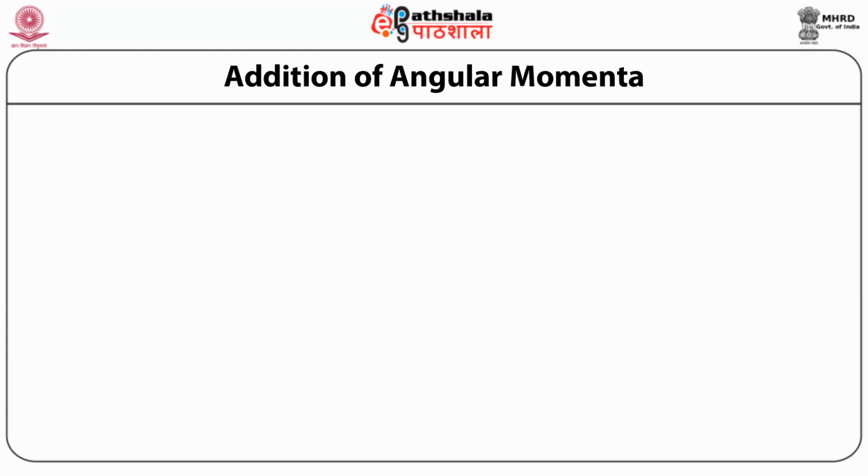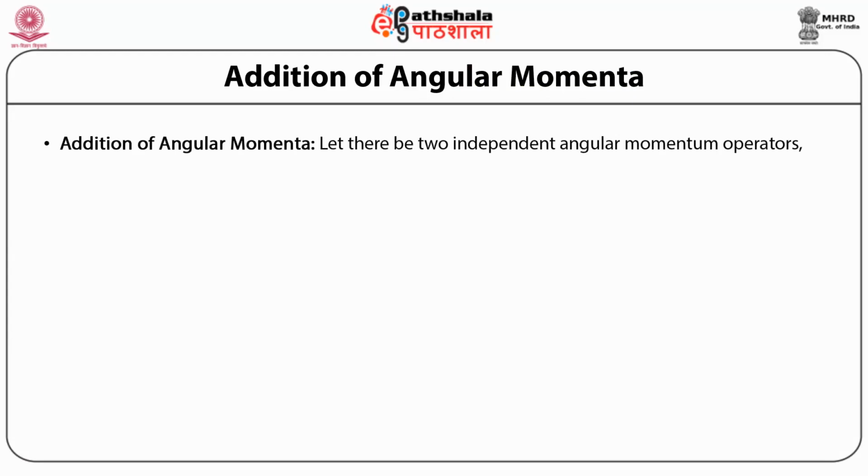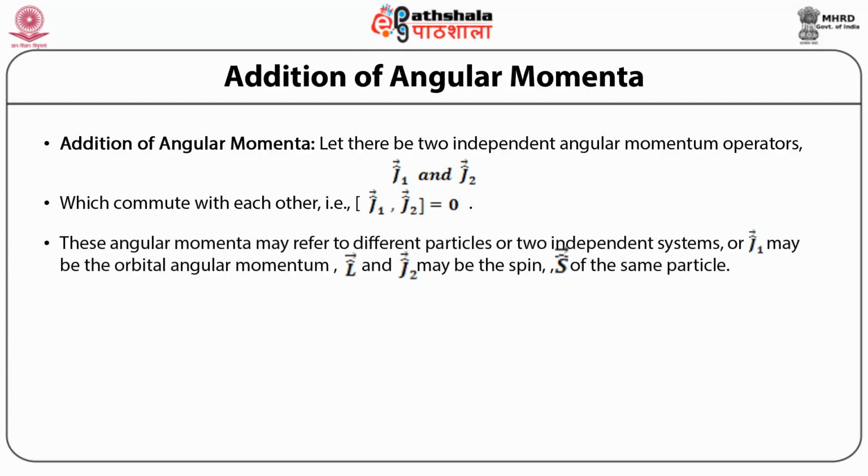We will begin with the angular momentum algebra, where we will first learn the addition of angular momentum. Let there be two independent angular momentum operators, J1 and J2, which commute with each other. That is, the commutator of J1 and J2 is equal to 0. These angular momenta may refer to different particles or two independent systems, or J1 may be the orbital angular momentum L and J2 may be the spin S of the same particle.